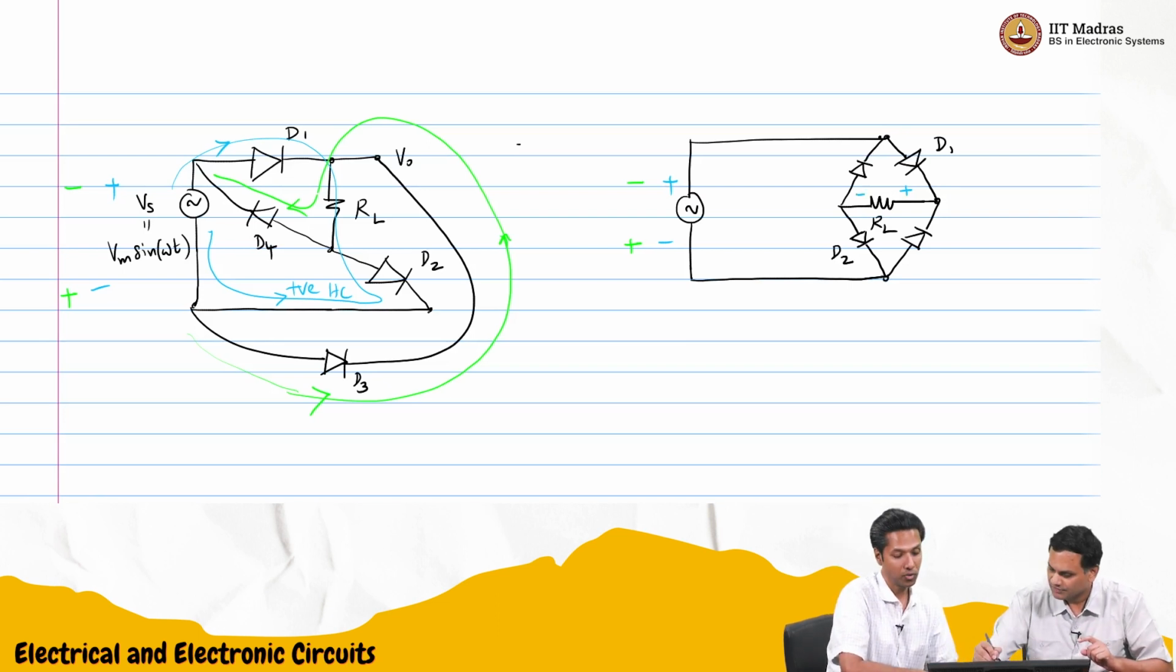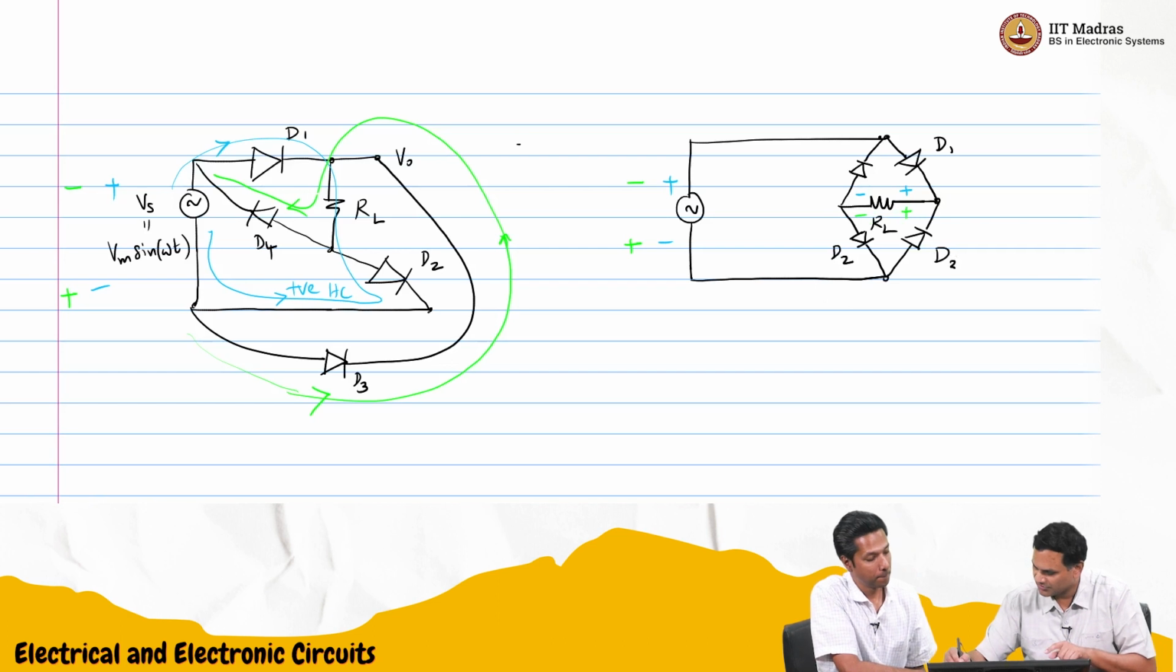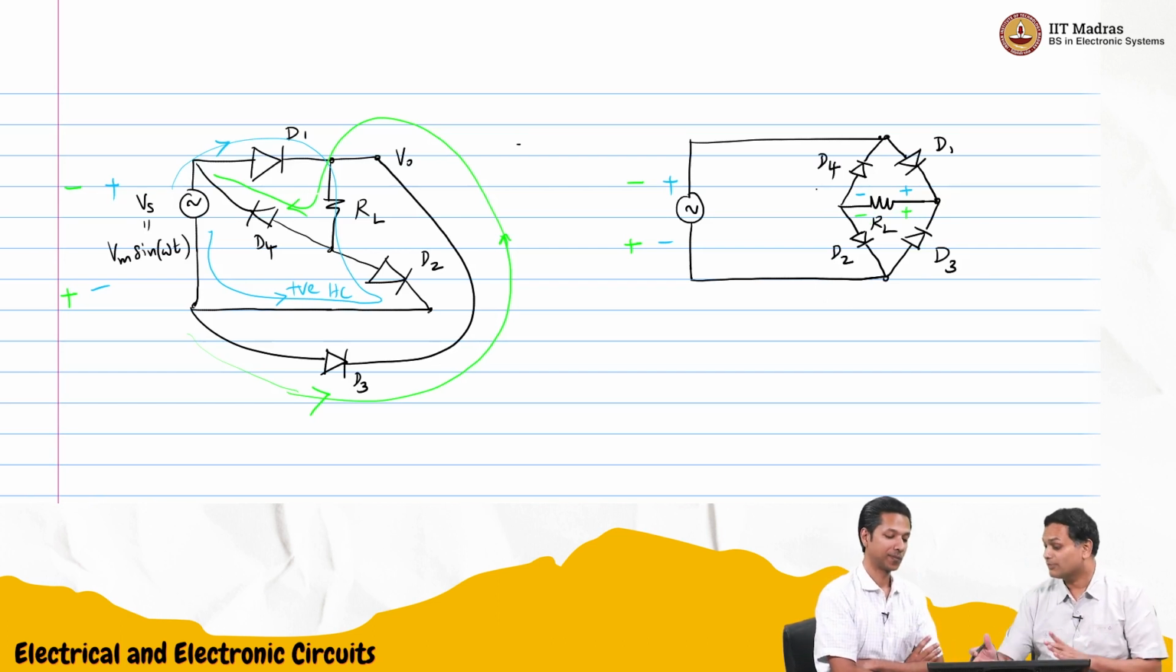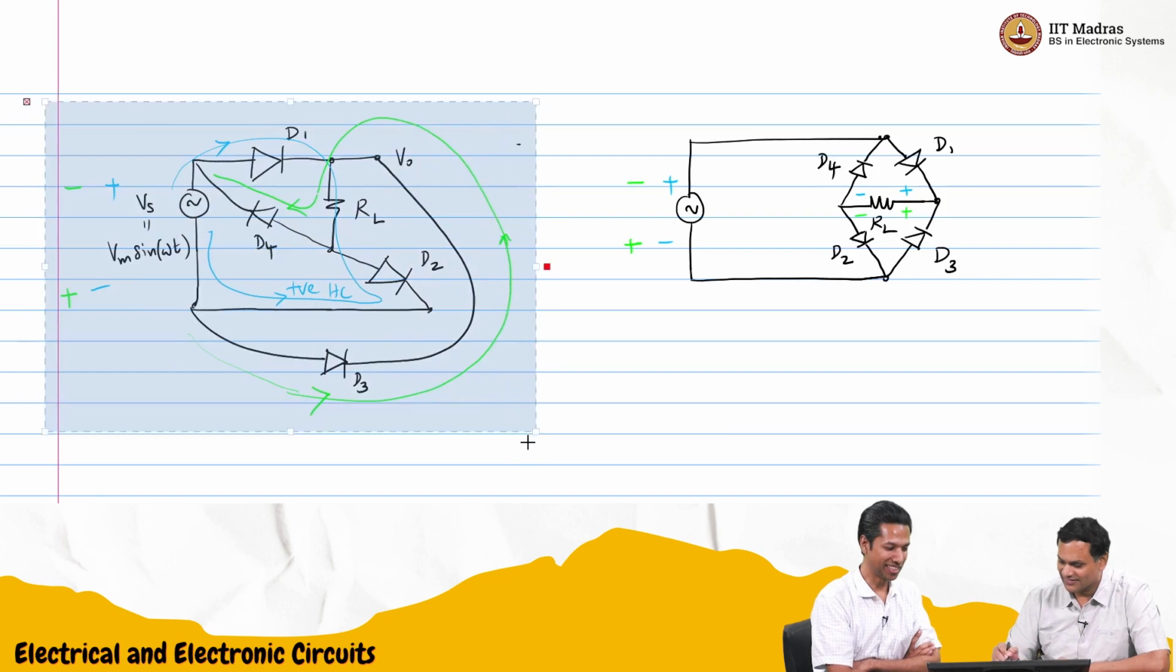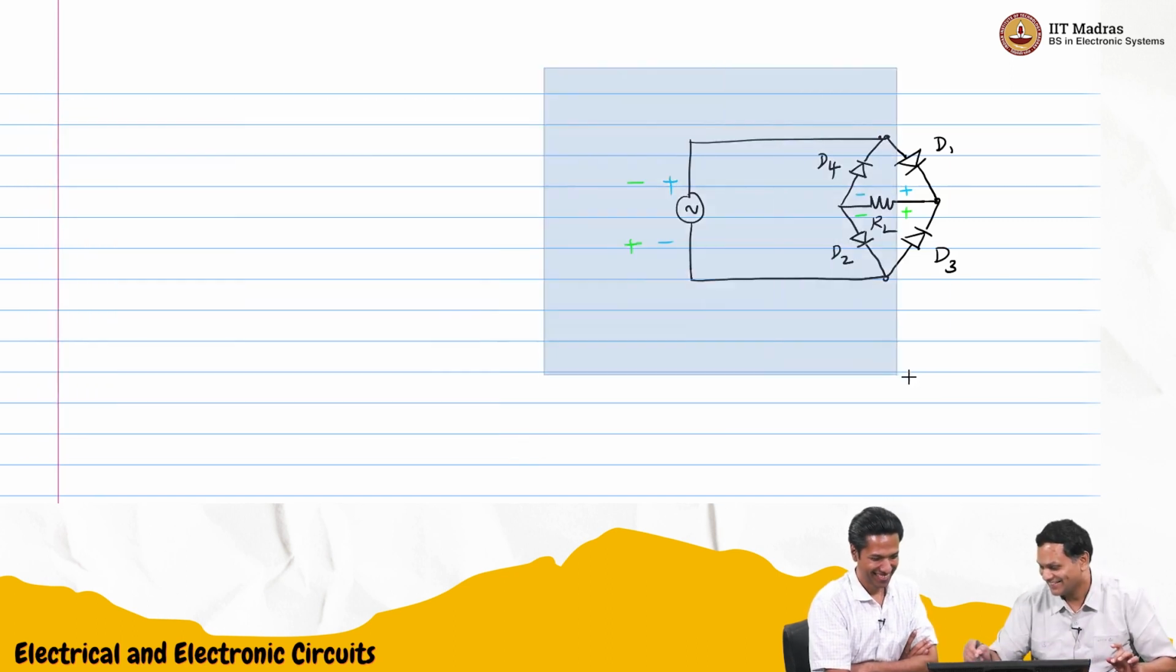I'll get D3 direction, D4. So this direction is also like this. The bottom side is D3, the other one is D4. This looks much nicer. Shall I remove this portion? We'll erase that. That was our invention part.